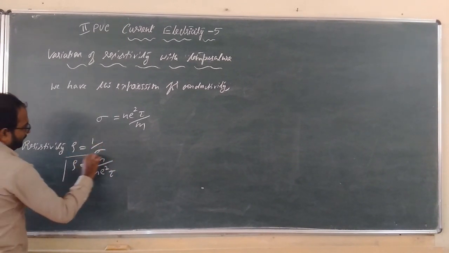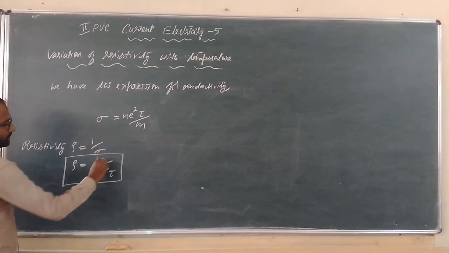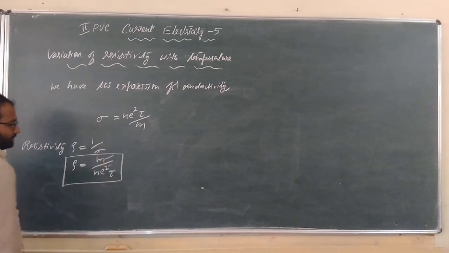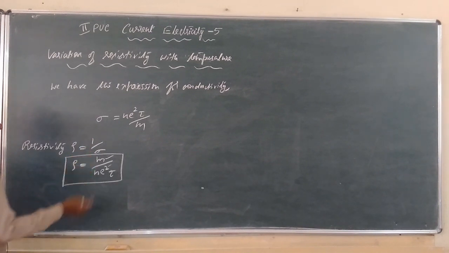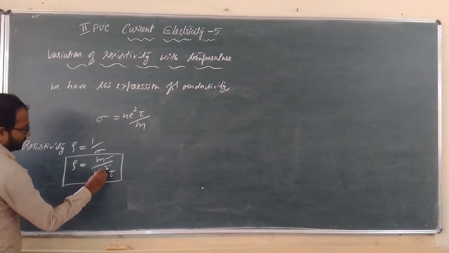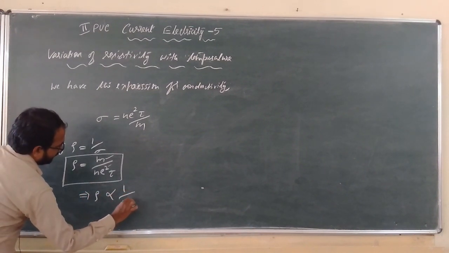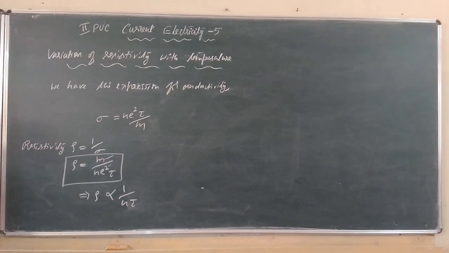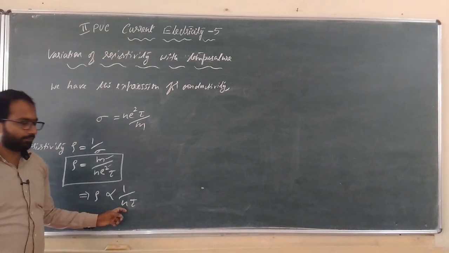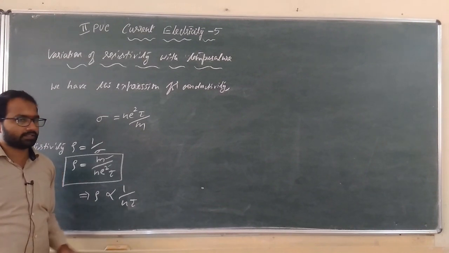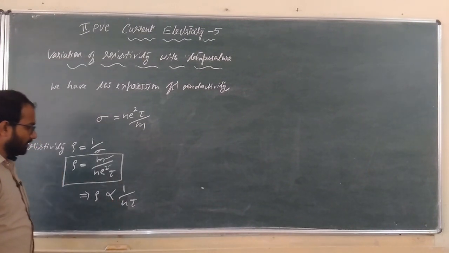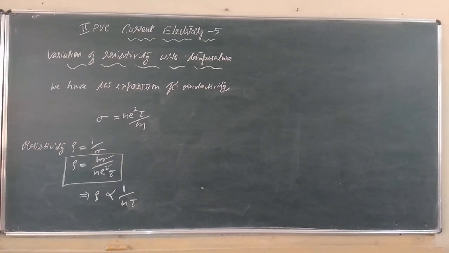For any material, m and e are constants, right? M is the mass of the electron and e is the charge of the electron. So rho is inversely proportional to the number density and relaxation time. Number density means the number of electrons present per unit volume, and tau is the relaxation time, that is the time interval between two successive collisions of electrons with the positive ions. So rho is inversely proportional to n and tau.